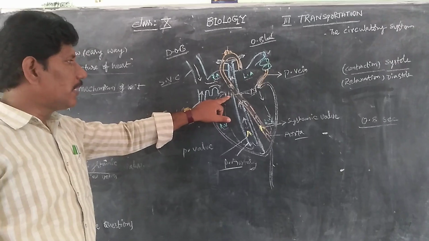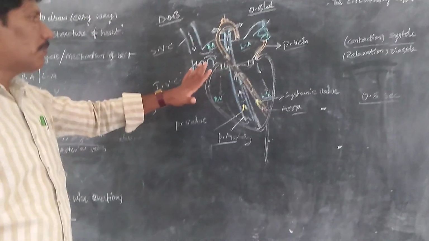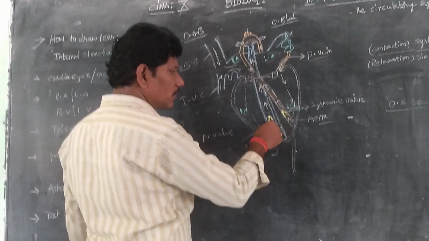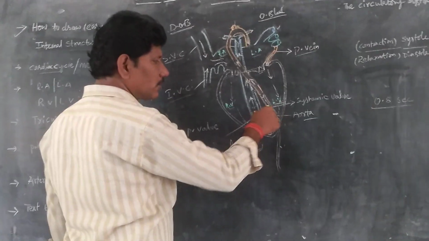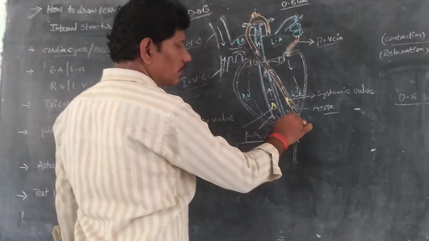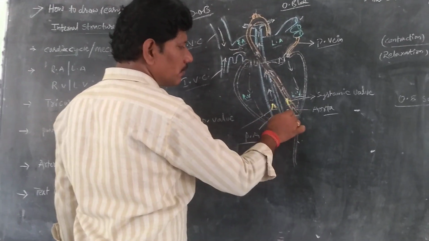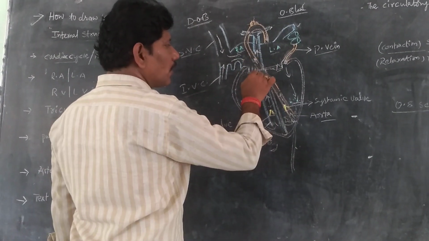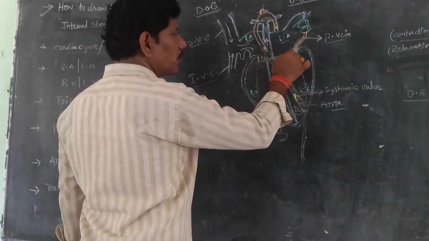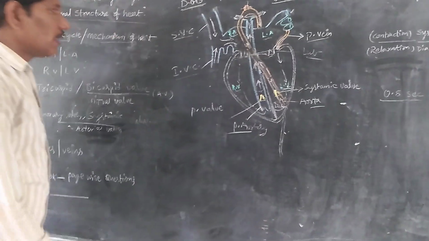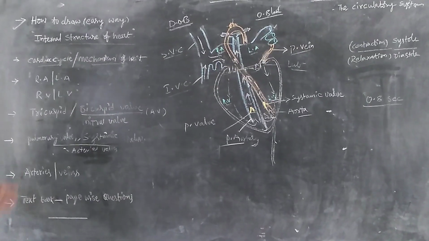When the auriculoventricular valves close, we can hear a sound, the lub sound. When the arterial valves, meaning the pulmonary artery and aorta valves, close, that sound is called the dub sound. The valves which close the AV valves, meaning tricuspid and bicuspid valves, produce the lub sound. So this is the sound of the heartbeat.